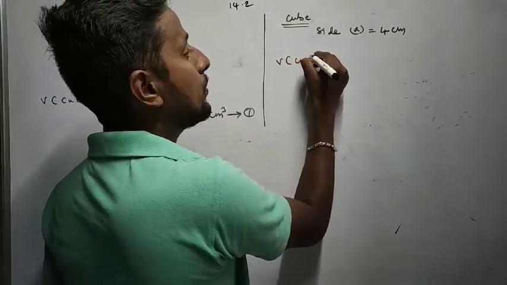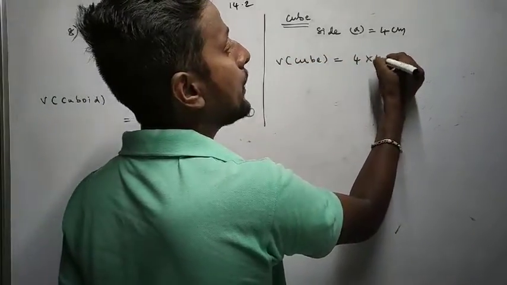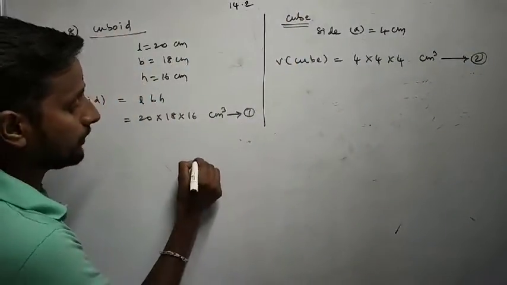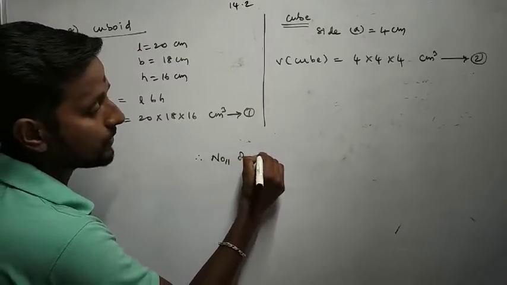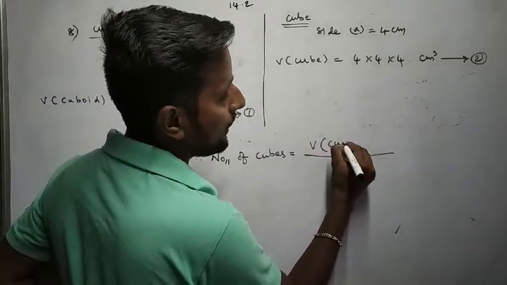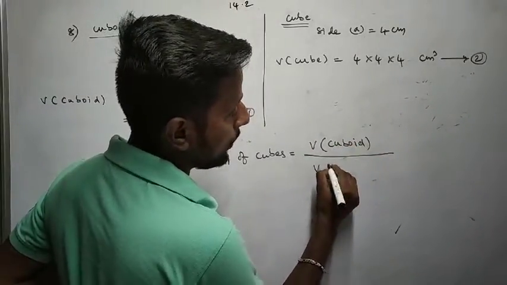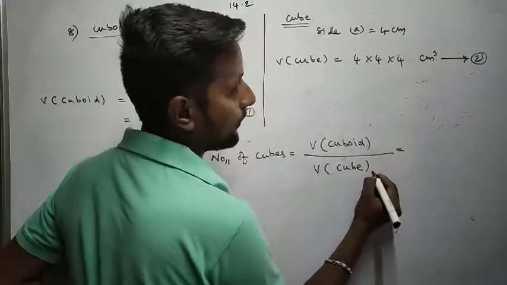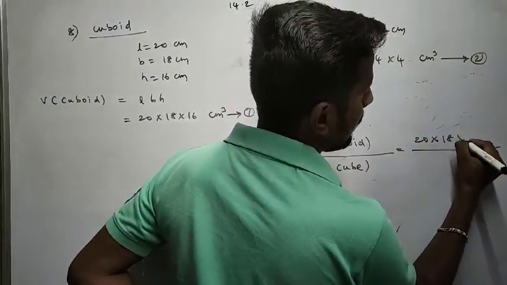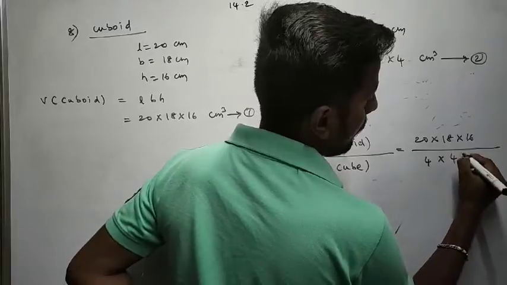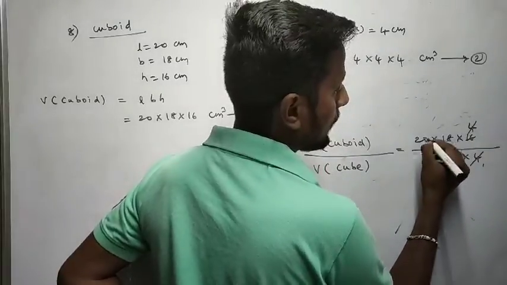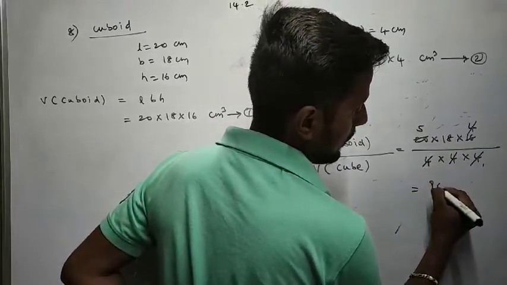So volume of a cube is equal to 4 into 4 into 4 centimeter cube. Now, therefore, number of cubes, now we have to distribute. So volume of the bigger one, the cuboid, by volume of the cube, correct? 20 into 18 into 16 by 4 into 4 into 4. 4 ones are 4, 4 fours are 16, and 4 gets cancelled. 4 ones are 4, 5 total 90.